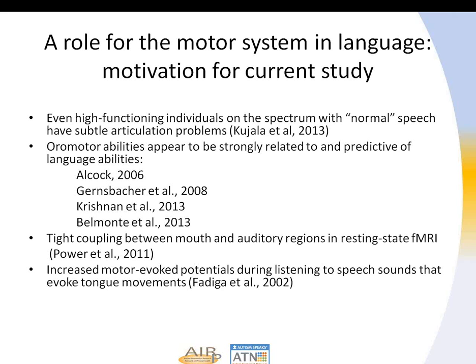Also work by Fadiga and his colleagues from the Italian group working with Rizzolatti, they too have shown this increased motor evoked potential during listening to speech sounds, sounds that evoke strong articulatory gestures, tongue movements. So it suggests that even at the level of speech reception, speech perception, the whole act of listening is at some level being mediated through the underlying articulatory apparatus.